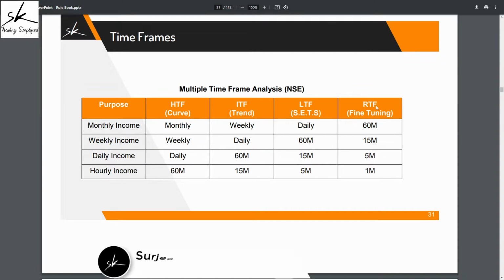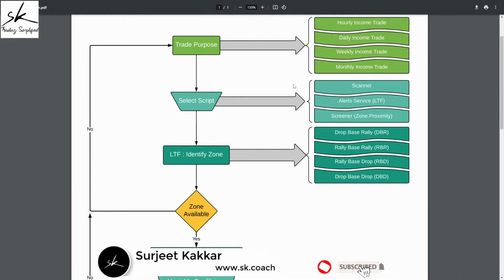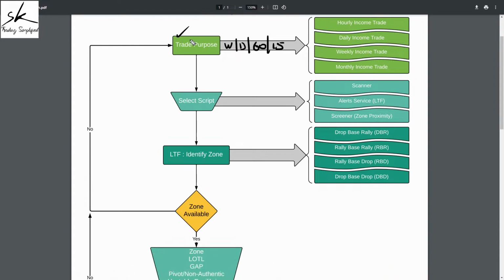That is also where this time frame can help us. So as soon as I'm done with my step number 1, I have the clarity on what time frames I'll be using, plus what analysis I'll be doing on each and every time frame. So my challenge number 1 is taken care of. Now comes challenge number 2.